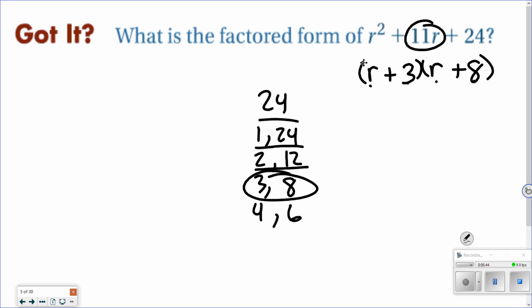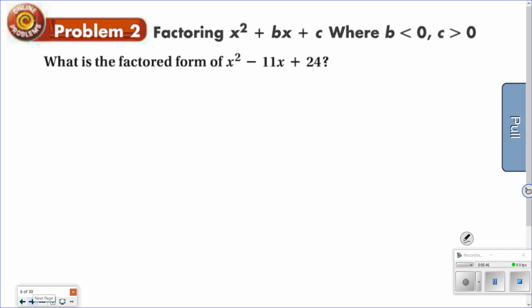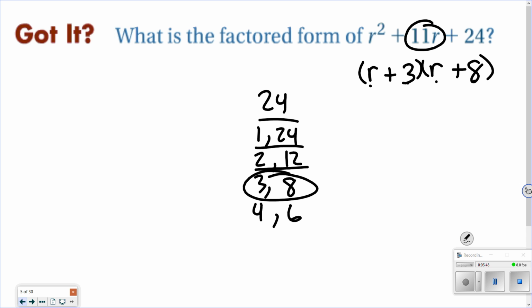I want you guys to try one. So pause the video. Actually, let me give you a different one besides this. Let's do this one. Let's do x squared plus 13x plus 12. So pause the video, try factoring that, and then play the video again, and I'll go through it with you.